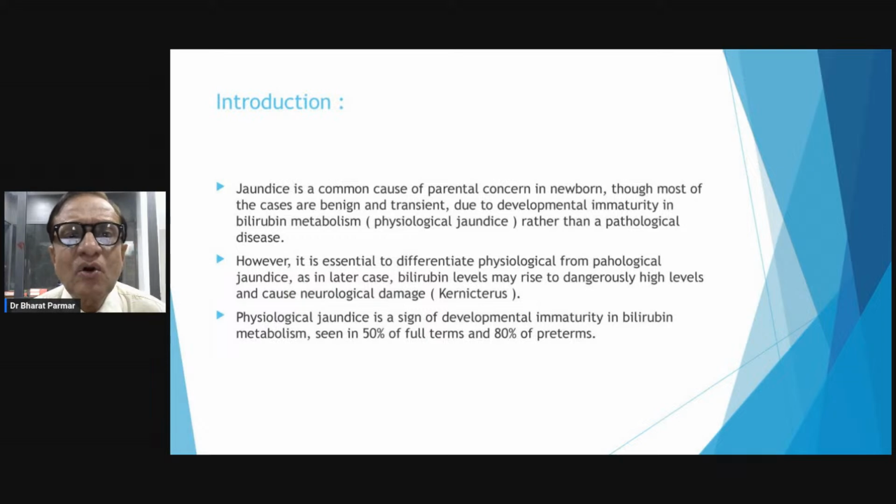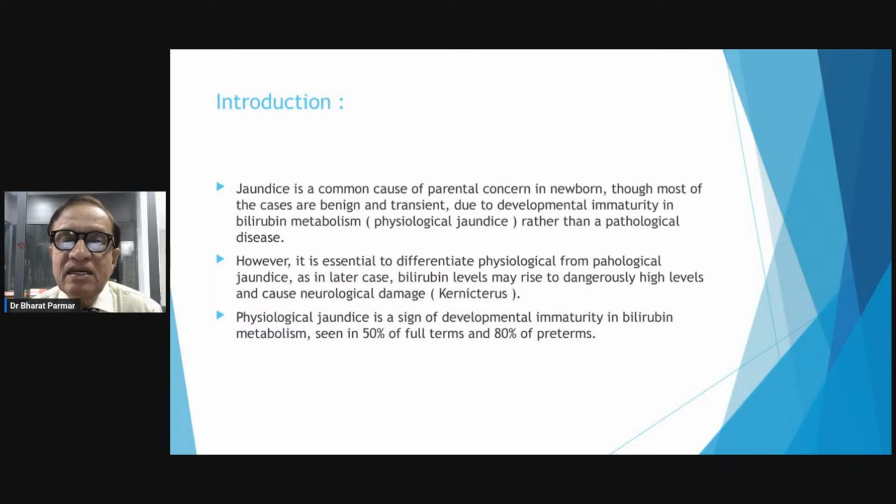Jaundice is a common cause of parental concern in newborns, though most cases are benign and transient due to developmental immaturity in bilirubin metabolism. It is a physiological jaundice rather than a pathological disease. However, it is essential to differentiate physiological from pathological jaundice, as in the latter case, bilirubin level may rise to a dangerously high level and cause neurological damage, that is kernicterus.